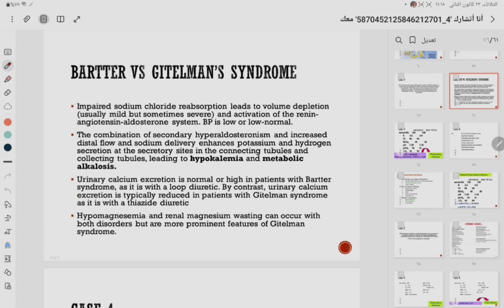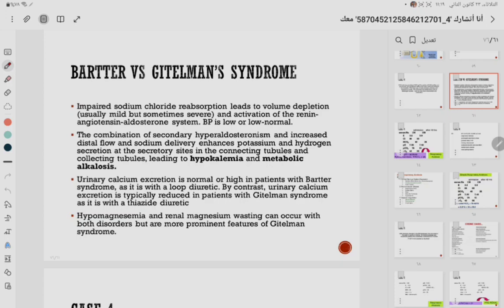Urinary calcium excretion is normal or high with Bartter syndrome, so they have hypercalciuria, like furosemide. That's why in malignant hypercalcemia, for example breast cancer with metastasis to the bone, the patient has hypercalcemia, we give fluid, and we give diuretics as well because they cause hypercalciuria. They get rid of the excess calcium.